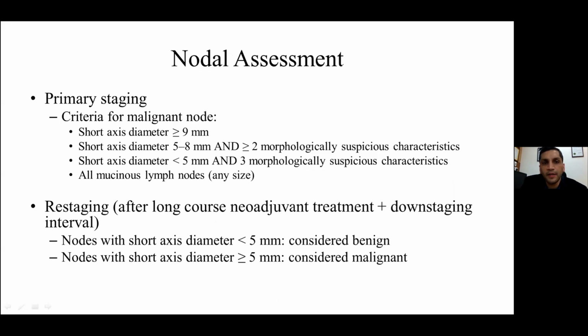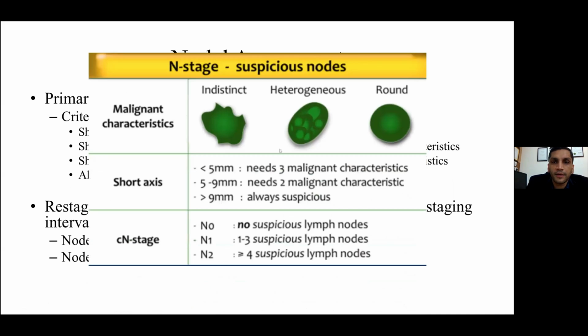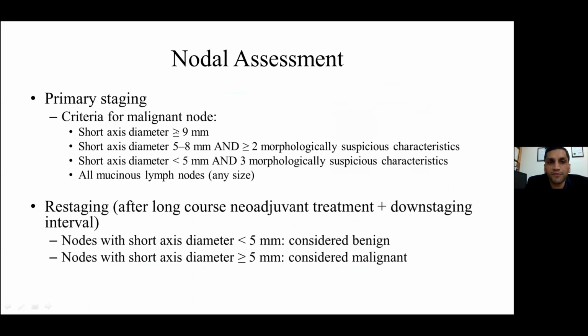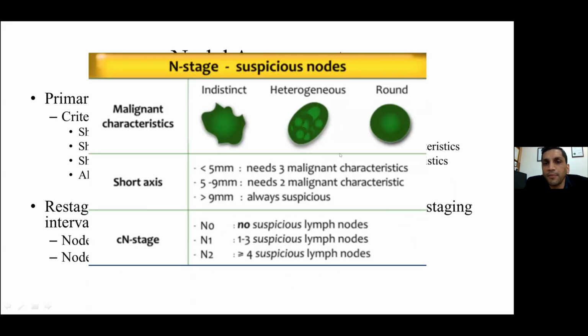For the nodal assessment, it is important to talk about the morphology of the lymph nodes, not only the size, but the shape is also important. The malignant suspicious characteristics are when they have indistinct margins, whether they are a heterogeneous lymph node or a round lymph node. And when the lymph node is beyond 9 millimeter, definitely it's suspicious for a malignant node. However, when the nodes are smaller than 9 mm, we need to have morphologically suspicious characteristics depending upon what size it is.